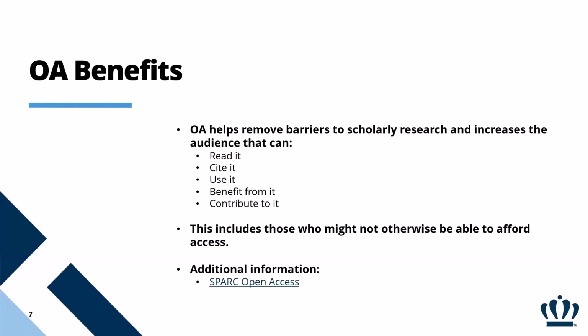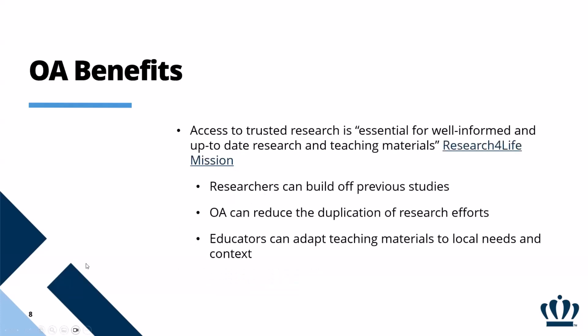A wide variety of audiences will be able to read, cite, and use your research if you make it open access. And open access also removes the paywall barriers in the form of individual and subscription costs. So this can benefit people that might not otherwise be able to afford access to the content. Open access also has the potential to positively impact students, faculty, teachers, researchers, practitioners, as well as the general public.